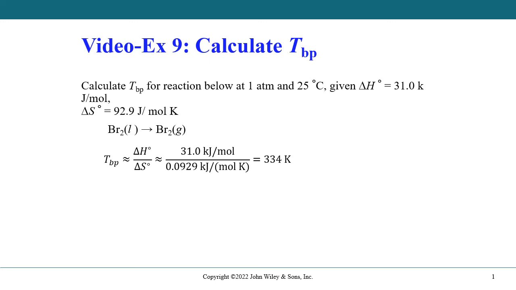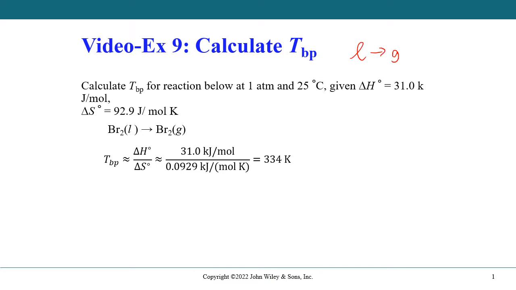Welcome to video example 9, Unit 2, Chemistry 1B. Here we're going to calculate the boiling point. Now remember, the boiling point is just the transition of a material from the liquid to the gas phase.